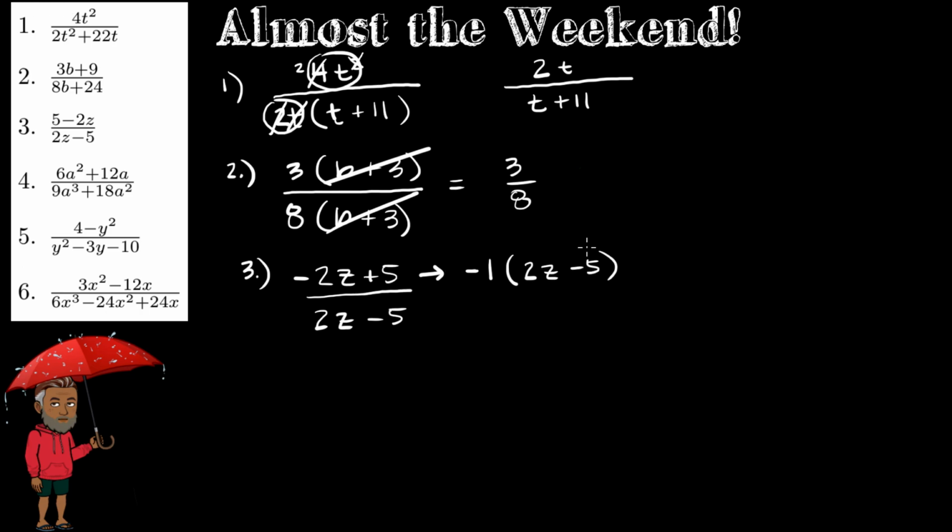Now, we don't want to distribute it. We just want to leave it factored like that, over. And since the denominator has nothing in common, I'm just going to write 2z minus 5. And you'll notice now that the denominator and the numerator have the same exact binomial factors. So we're left with negative 1 over 1, or just negative 1. All right, moving on to question number 4.